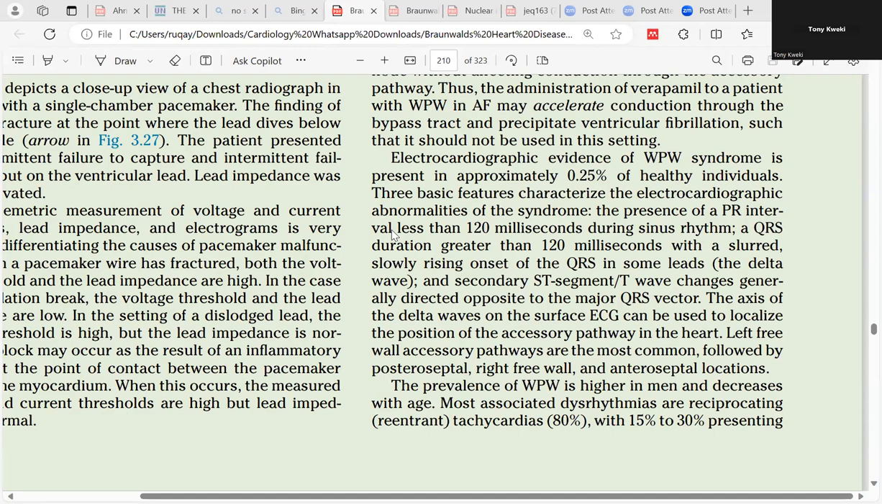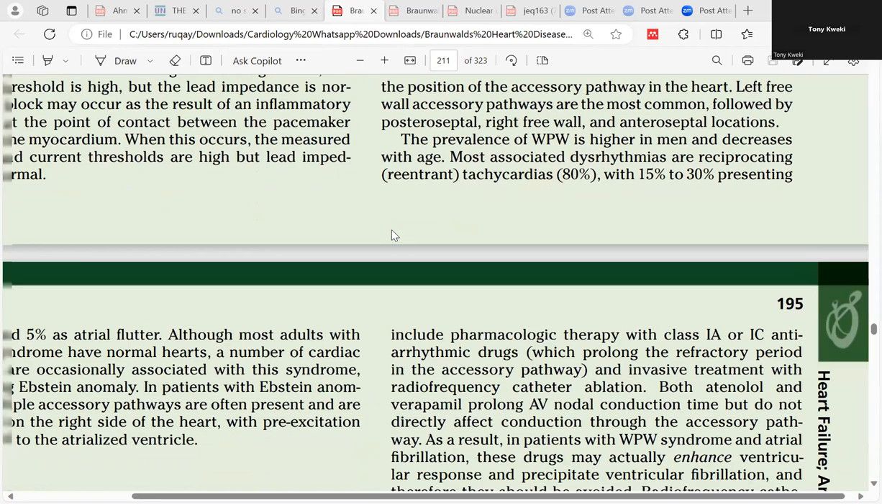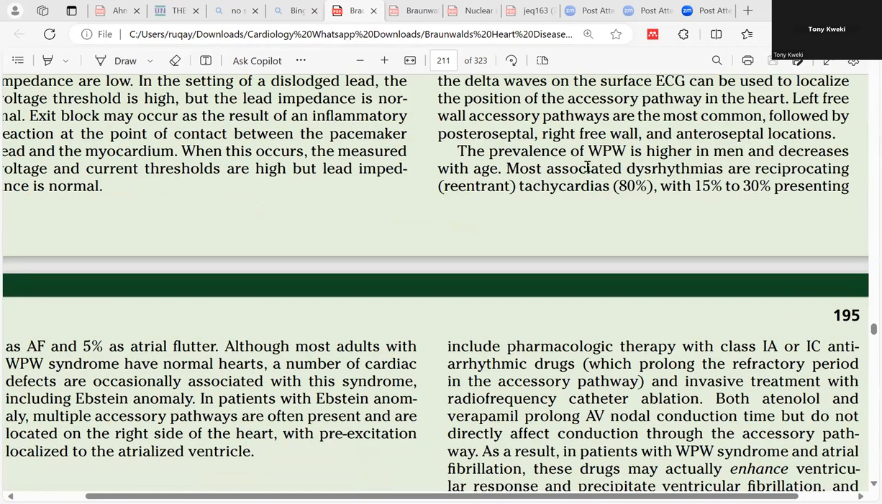The axis of the delta waves on the surface ECG can be used to localize the position of the accessory pathway in the heart. Left free wall accessory pathways are the most common, followed by posteroseptal, right free wall, and anteroseptal locations. The prevalence of WPW is higher in men, and it decreases with age. So it decreases with age, not increase, unlike many of the other arrhythmias like AFib.